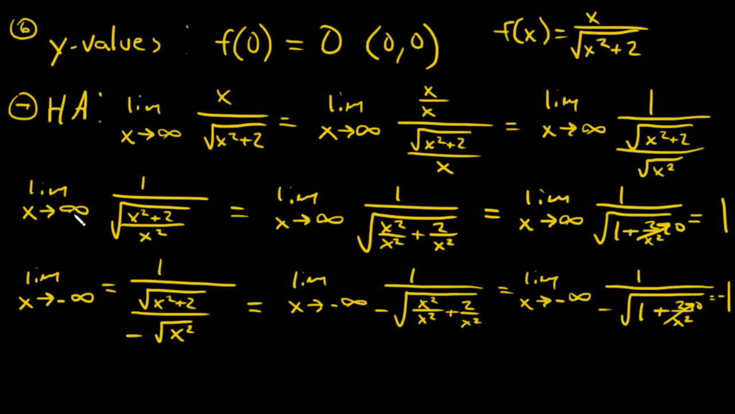So as I approach infinity on the positive side, the horizontal asymptote is at y equals 1. As I go to negative infinity, the horizontal asymptote is at y equals negative 1. Okay, so what does this thing look like? Well, let's clear this and sketch it out. So clear the screen. Here we go. Sketch.